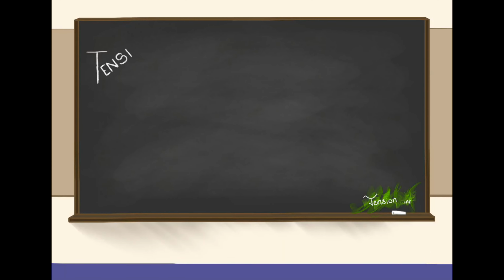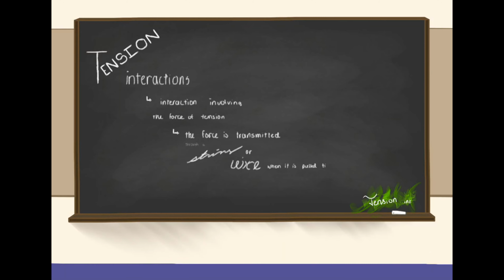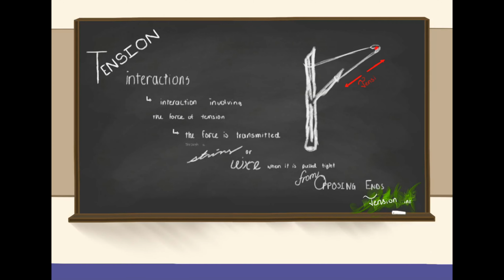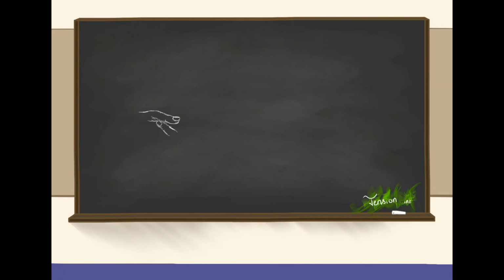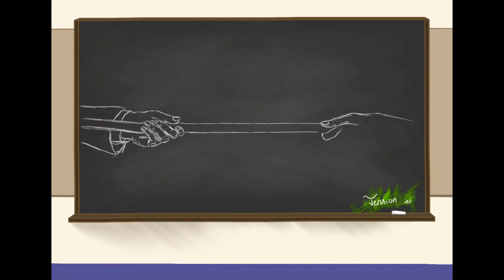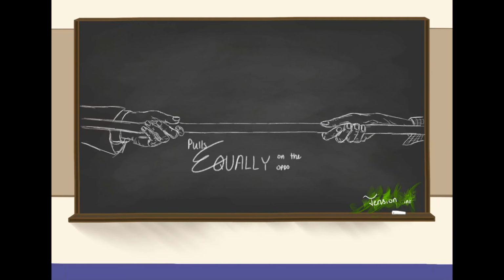Tension interaction is an interaction involving the force of tension, in which the force is transmitted through a string or wire when it is pulled tight by forces acting from opposing ends. The tension force arises because the taut string resists extension. The tension force is directed along the length of a wire and pulls equally on the objects on the opposite ends of the wire. In the example above, 2 people are pulling on the rope in opposite directions from opposing ends. The tension force pulls equally on the opposite ends of the wire.